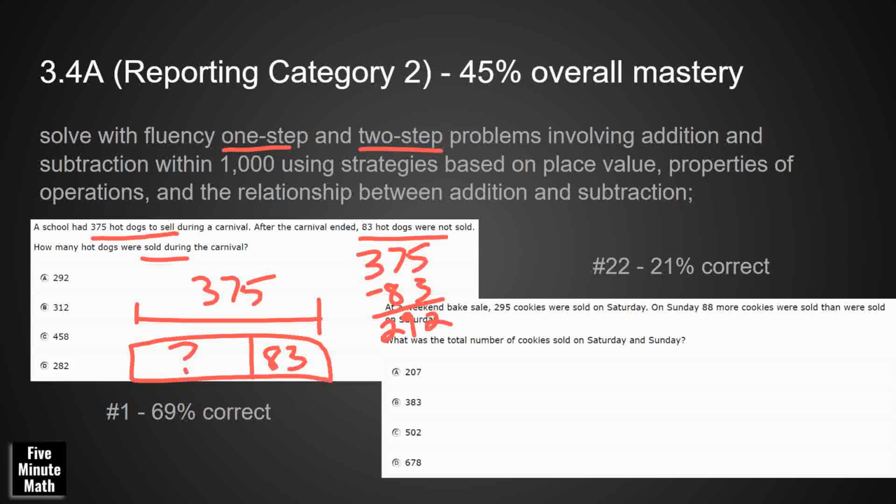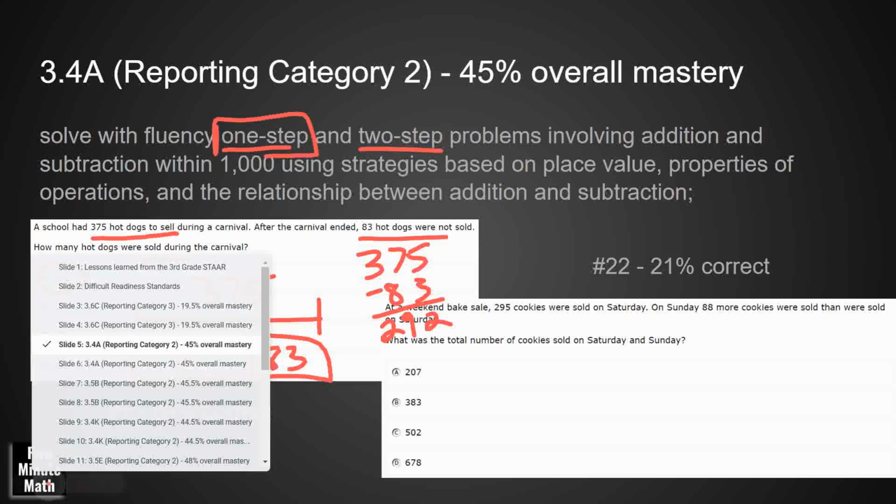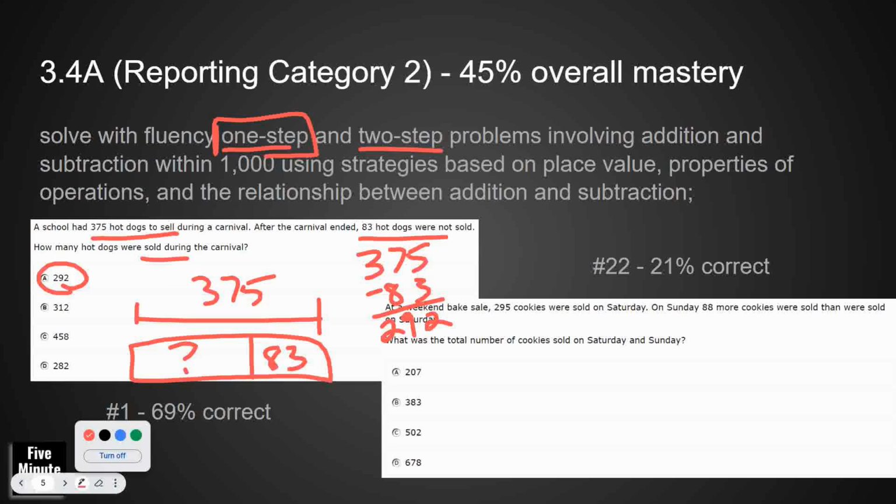292. So very simple. It's a one-step problem. Now, I'm going to change pen colors here because I want to show you the difference between a two-step problem and a one-step problem. Look at number 22. Only 21% correct, less than half.